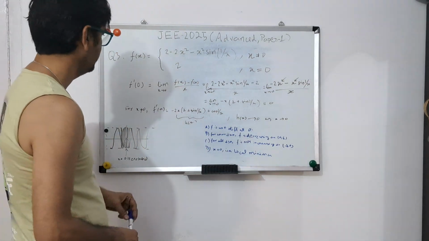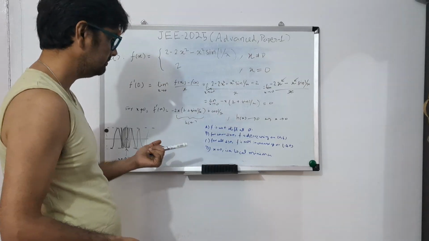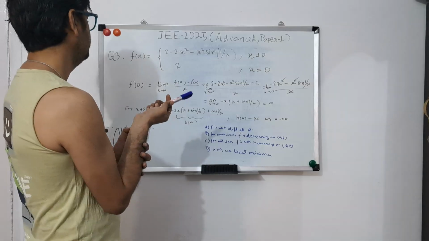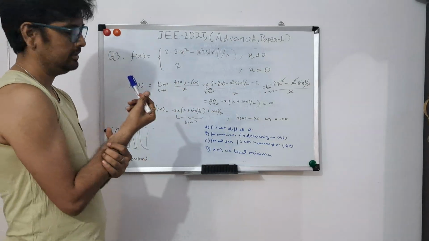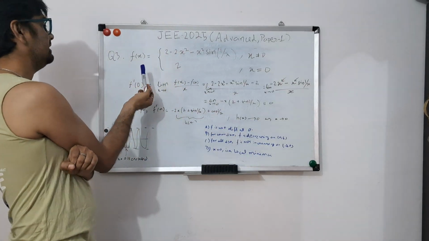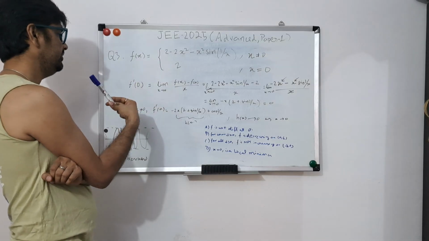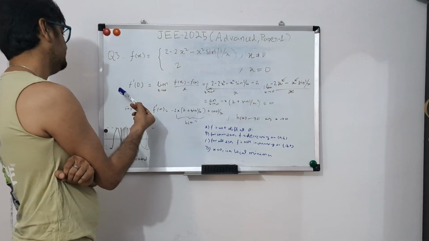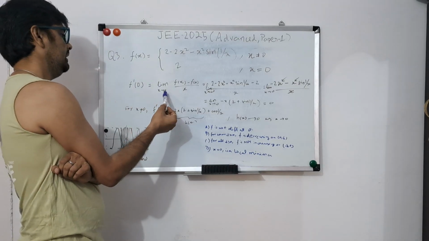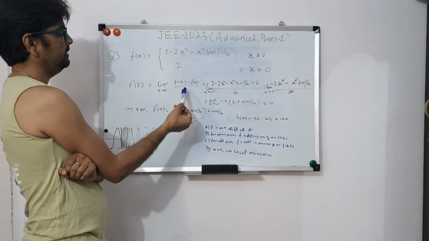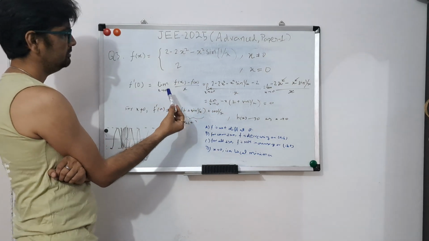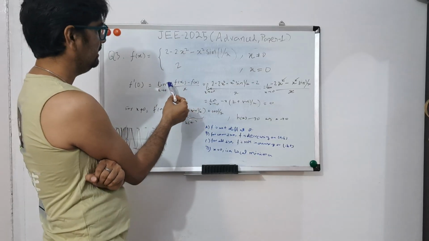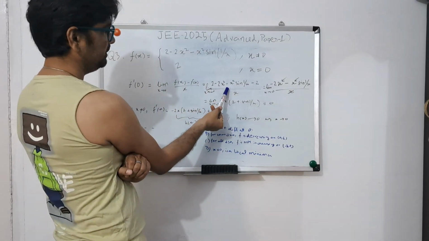Okay, so before deciding which option to go for, we will make some observations. So let's calculate. First of all, let's calculate its derivative at 0. So you'll be using the definition of derivative at 0 as f(x) minus f(0) upon x, limit x tending to 0. So after substituting the values, we get this expression.